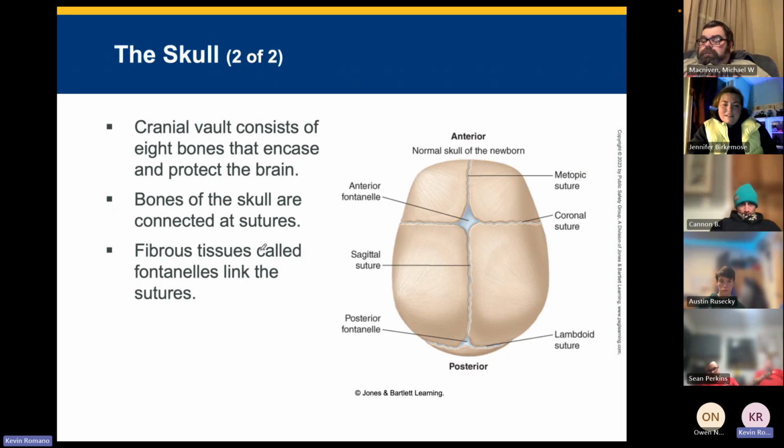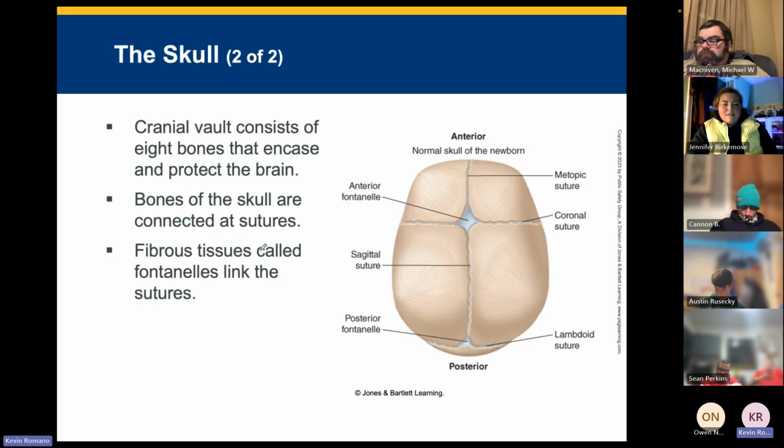The cranial vault consists of 8 bones that encase and protect the brain: the parietal, the temporal, frontal, occipital, sphenoid, and ethmoid bones. The brain and the spinal cord are connected through a large opening called the foramen magnum. That's the big hole. I'll show you guys that in the next slide. The bones of the skull are connected together at special joints known as sutures. The fibrous tissues called fontanelles link the sutures together.